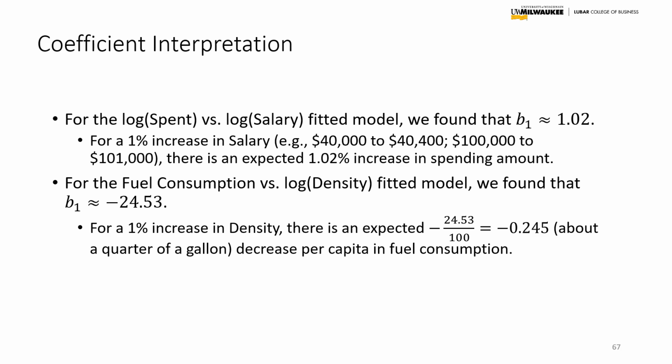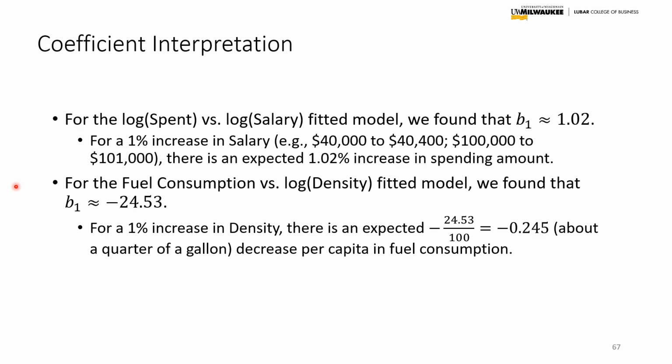Let's round out this lecture with the interpretations of the coefficients that involved logs. For the direct marketing, we had a log-on-log regression, and we found B1 to be 1.02, which is an elasticity measure. So that means for a 1% increase in salary, which could mean going from 40,000 to 40,400, or from 100,000 to 101,000, there's an expected 1.02% increase in spending amount.